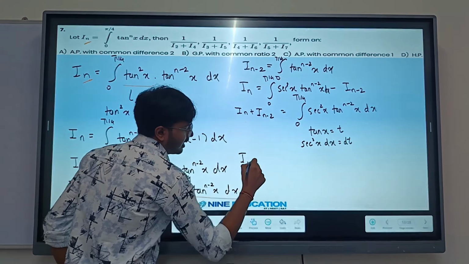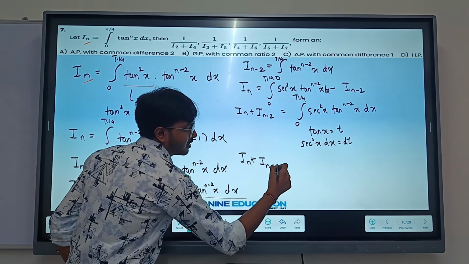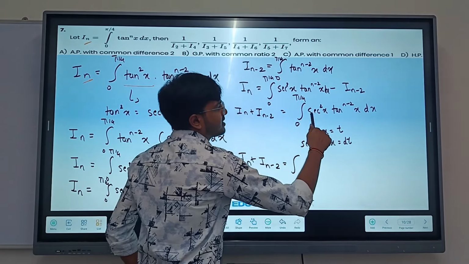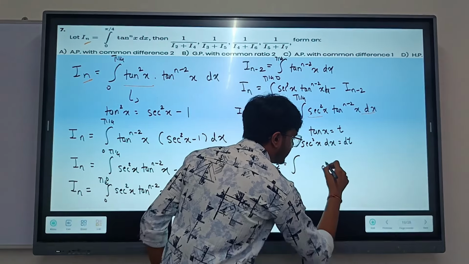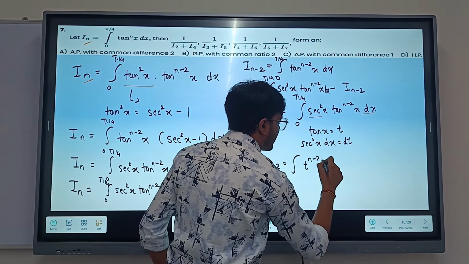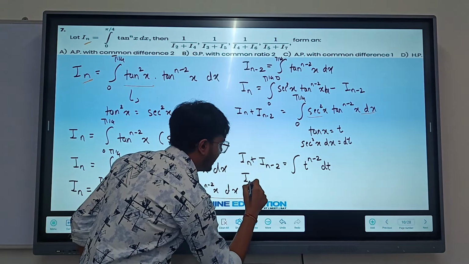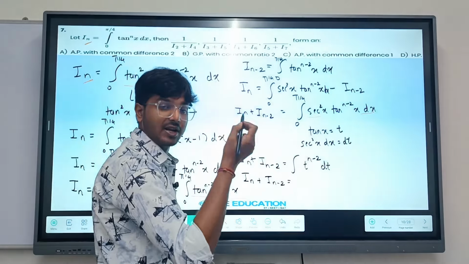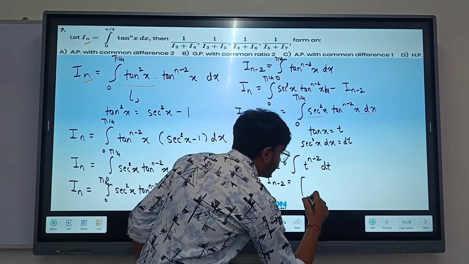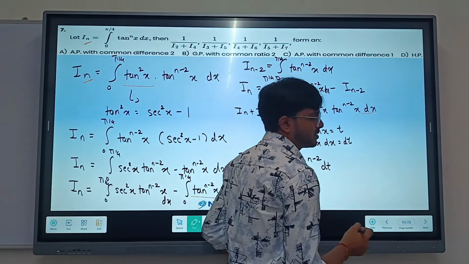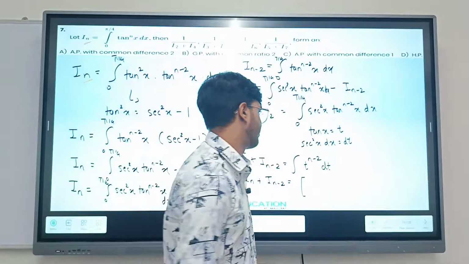I'll get In plus In minus 2 equal to the integration of secant square x dx, which is dt, times tan x power n minus 2. So t power n minus 2. So In plus In minus 2 would be equal to the integration of t power n minus 2. And okay, we also have the limits. Let's not forget the limits. Let's put the value of limits here itself.